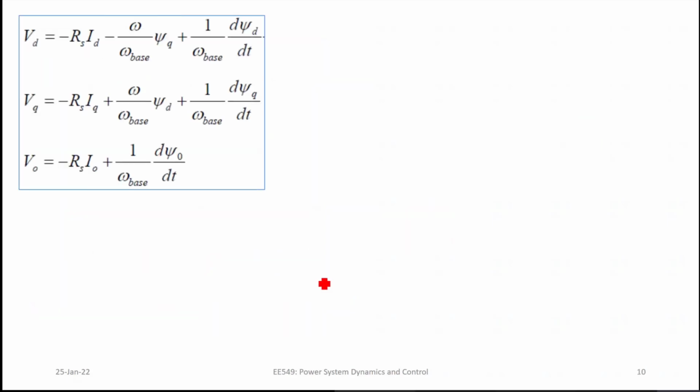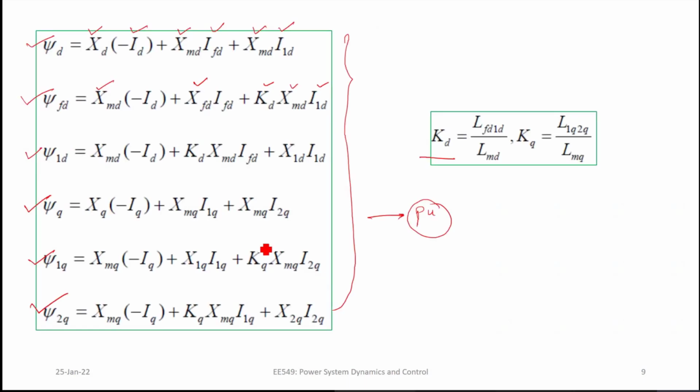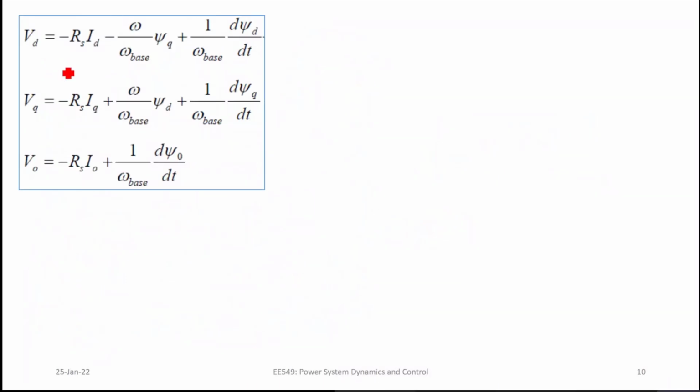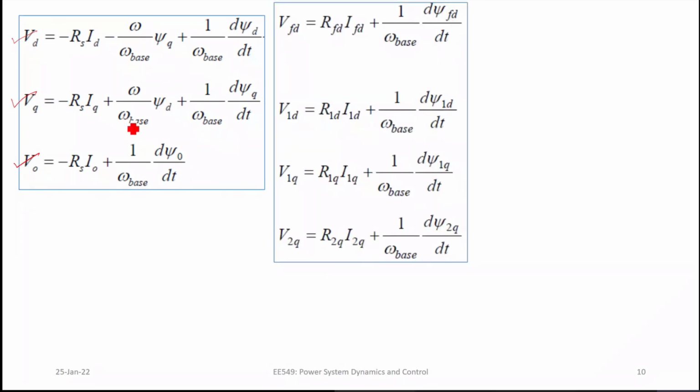Okay. So now finally we got these equations. These are algebraic equations, right? Psi d, psi fd, psi 1d, psi q, psi 1q, psi 2q. And now we have these voltage equations. If we summarize whatever per unit equations we have derived, we derived VD, VQ, and VO. These are the stator voltage equations in DQ frame of reference, and then rotor voltage equations, that is VFD, V1D, V1Q, and V2Q, right?